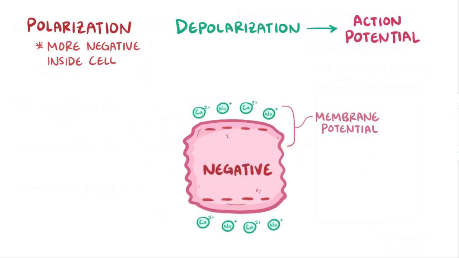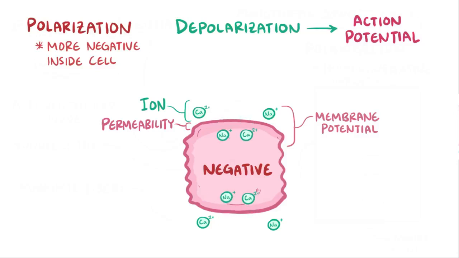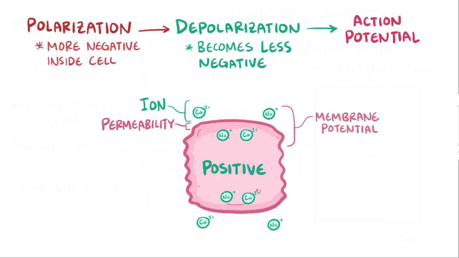Alright, so the key here is understanding how the membrane potential changes. And it all comes down to the movement of ions. Specifically 2 factors: which ion wants to move across the membrane and how permeable the membrane is to that ion. So depolarization is when ions move across the membrane and the membrane potential becomes less negative, or even slightly positive.